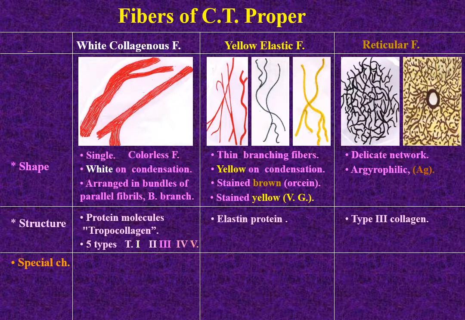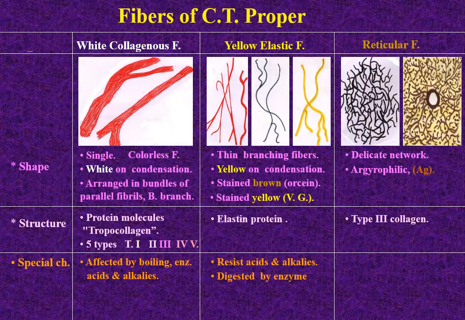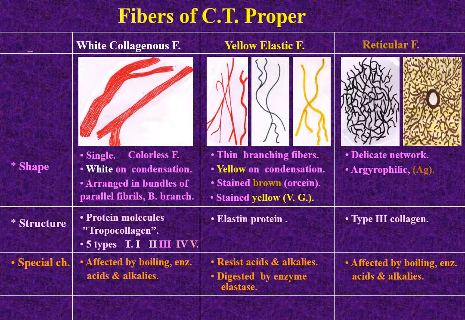Special characters. White collagenous fibers are affected by boiling, enzymes, acids, and alkalis. On the other hand, yellow elastic fibers resist acids and alkalis, but are hydrolyzed and digested by enzyme elastase. Reticular fibers are made of type 3 collagen. Therefore, they are affected by boiling, enzymes, acids, and alkalis.